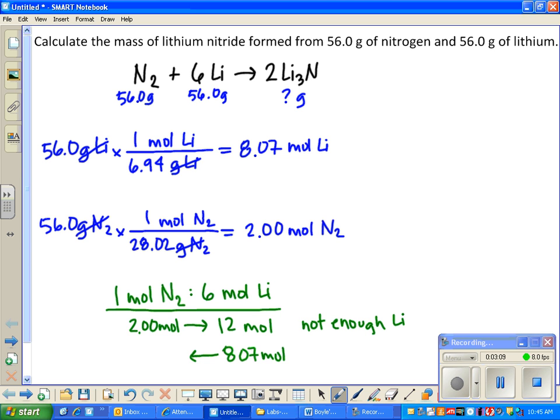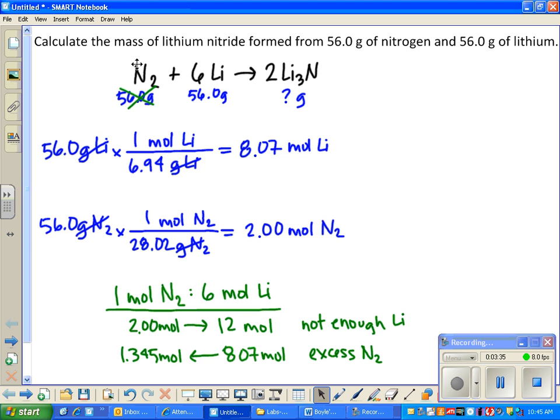You would need 1.345 moles of nitrogen. And you have more than enough. So you have excess nitrogen. So lithium is our limiting reactant. So the nitrogen is in excess, so we do not need to worry about that. So now we can calculate our answer.